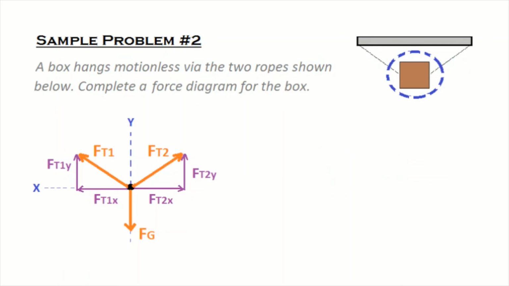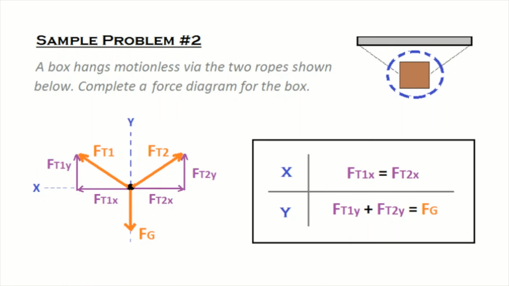And so we circle our object at the top right. We have three forces, FT1 up and left, FT2 up and right, and FG straight downward. Because we have two angled forces, we'll need two component triangles. So I've got FT1x and FT1y on the left, FT2x and FT2y on the right.